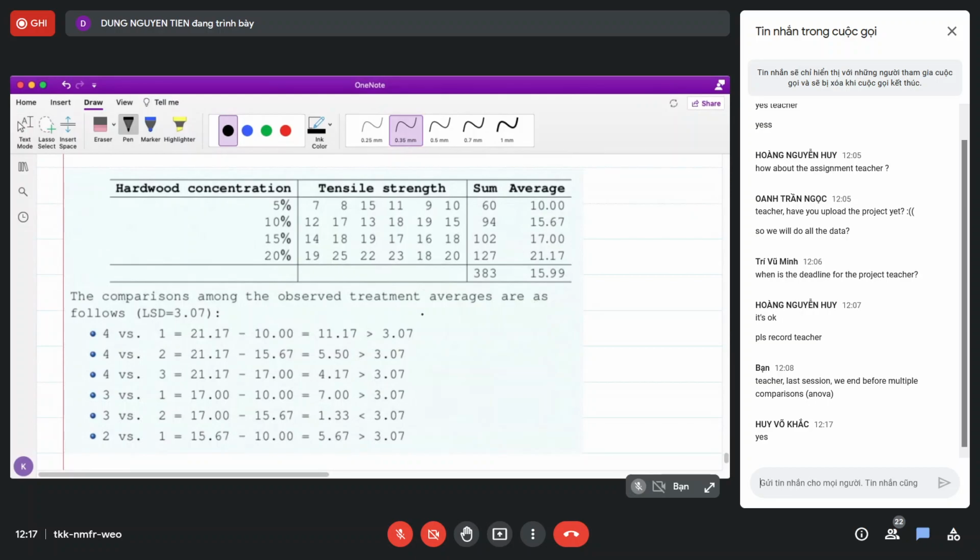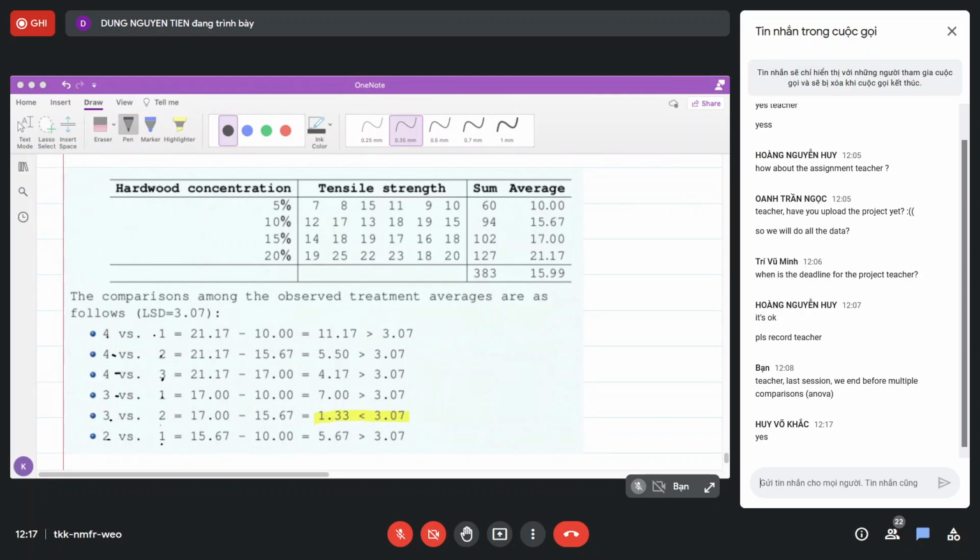This is actually the result that I just mentioned. You can compare 4 and 1, 4 and 2, 4 and 3, 3 and 1, 3 and 2, 2 and 1, to see that only in this case is the difference less than 3.07. So we can think that they might be the same. For the other cases, you always get greater values, so they are different. Is that all clear? May I move on?